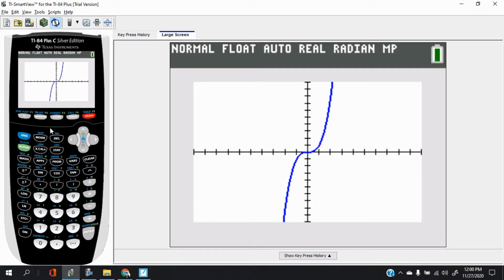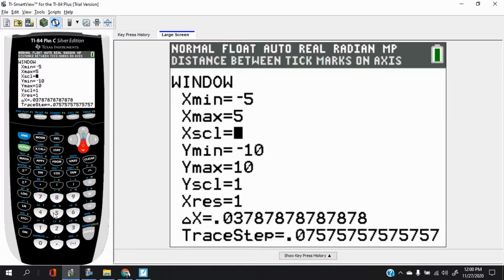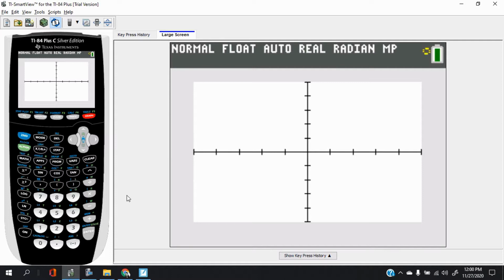Now, if you zoom in, meaning if we change the window, because I really want to emphasize the window part. Let's say I have negative 5, x max is 5, and then same thing here. I want to zoom in on the window instead of zooming out like we were just doing. Right, let's graph again. See how now we've zoomed in?